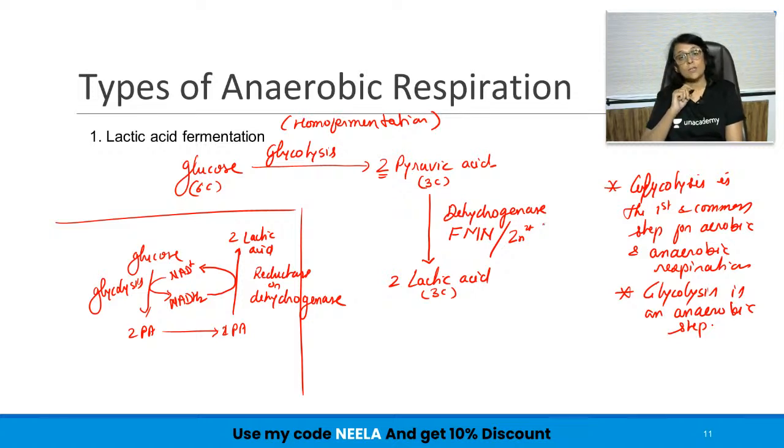So for this reaction to take place, an enzyme is required. That enzyme can be called reductase or it can be called dehydrogenase. FMN is the coenzyme and zinc is the activator of this enzyme. Okay, so this is one type of anaerobic respiration.